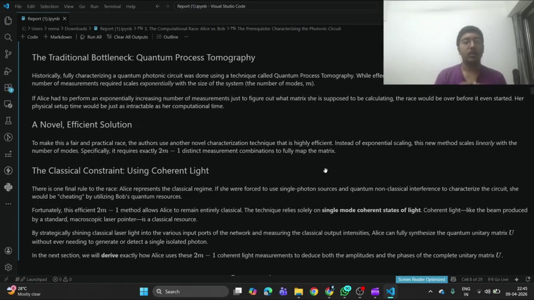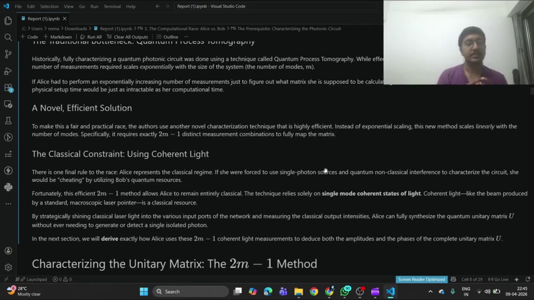To mitigate this issue, the authors have proposed another novel characterization technique which is highly efficient and can be used instead of the quantum process tomography. In this particular process, Alice has to perform only 2m minus 1 distinct measurement combinations to completely characterize the unitary matrix. Another issue that we must focus on is that since Alice is working in the classical regime, she is forbidden from using any quantum resources such as single photon sources. Thankfully, this novel process allows Alice to use only coherent states of light to completely characterize the unitary matrix. Since this is a classical resource, Alice has not left the classical regime and the race is still on.